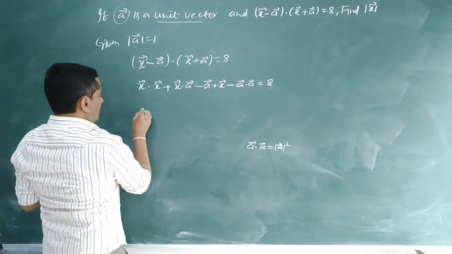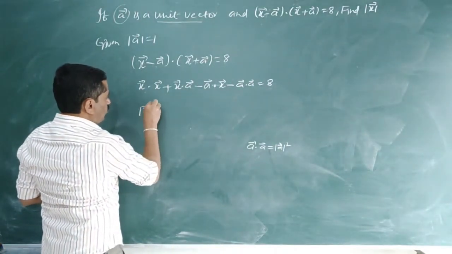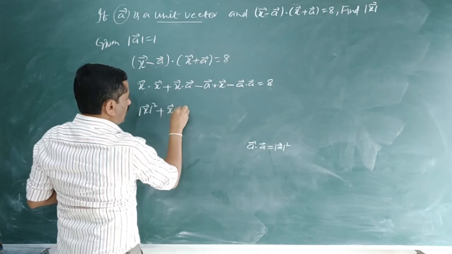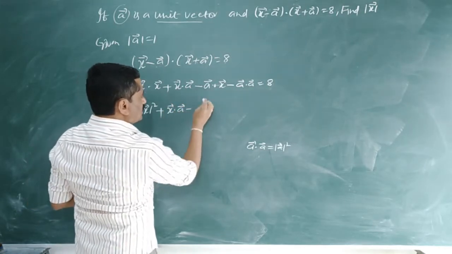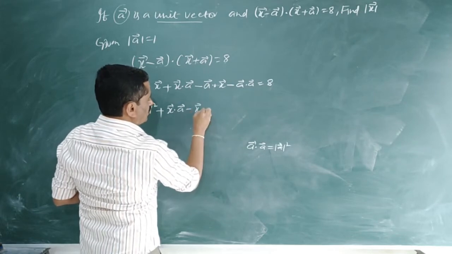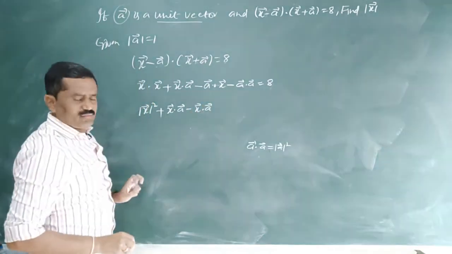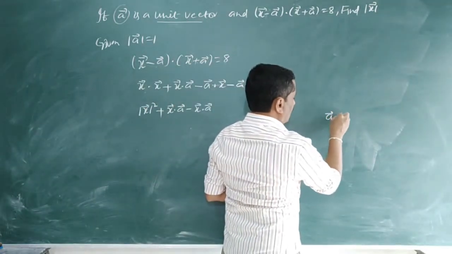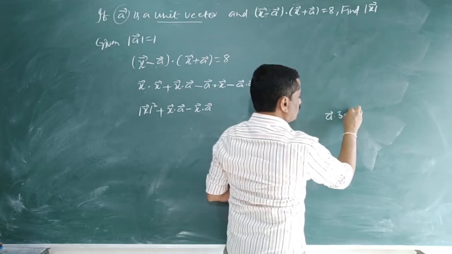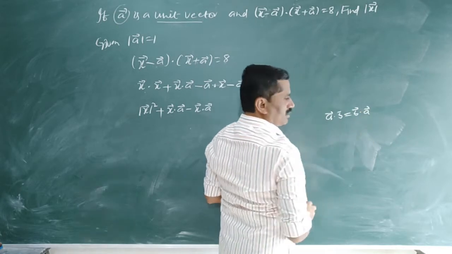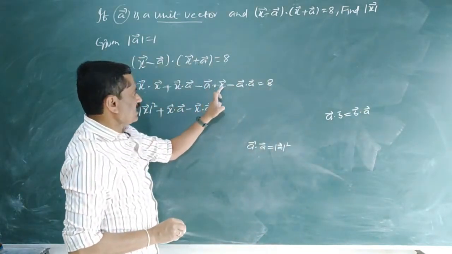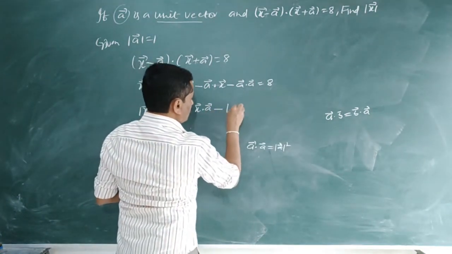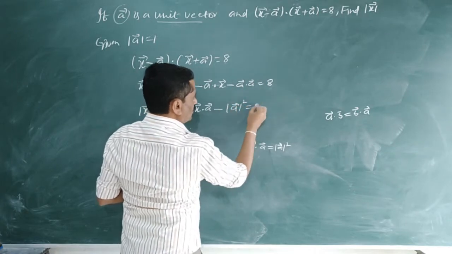Similarly, now this can be written as magnitude of x bar whole square plus, I'll write this as it is, x bar dot a bar minus, so this can be written as x bar dot a bar, because the dot product of two vectors is commutative, that means a bar dot b bar is equal to b bar dot a bar. Therefore, a bar dot x bar can be written as x bar dot a bar, again minus magnitude of a bar whole square, that is equal to 8.